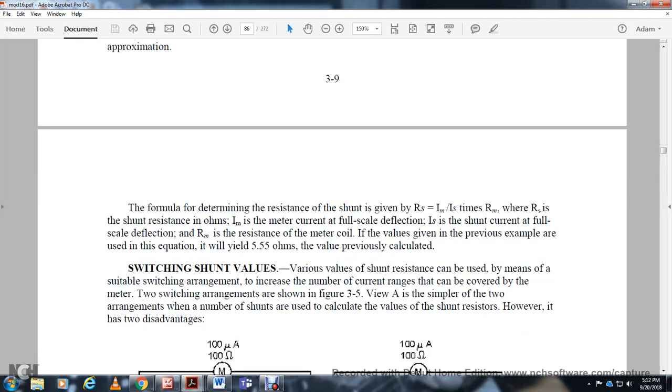Switching between various values of shunt resistance gives you the means for suitable range switching, which increases the number of current ranges that can be covered by means of the switch. You would calculate the value of the shunt resistor for each range. However, there are two disadvantages.